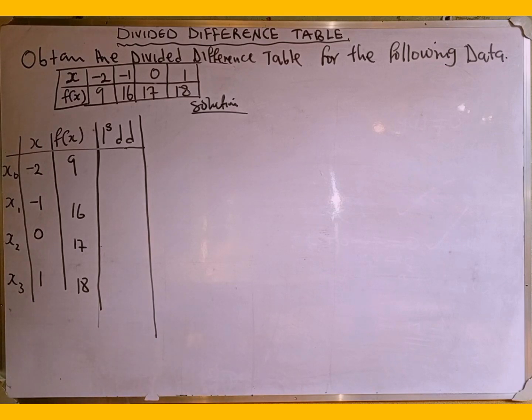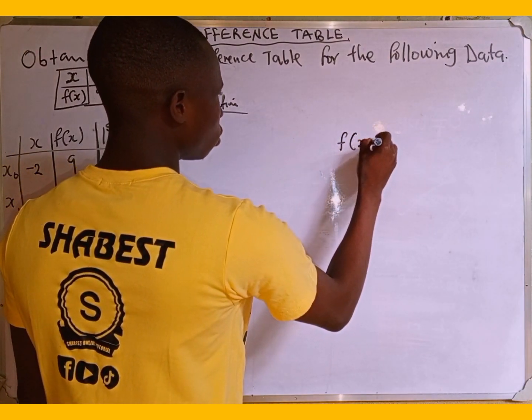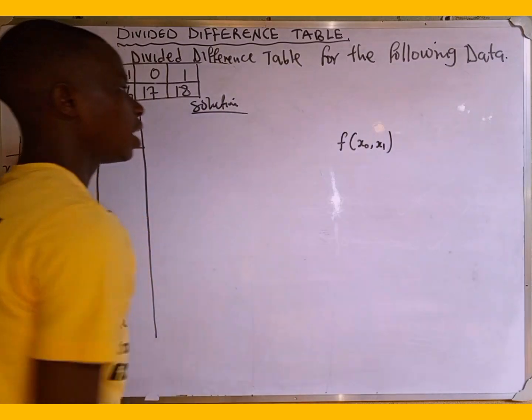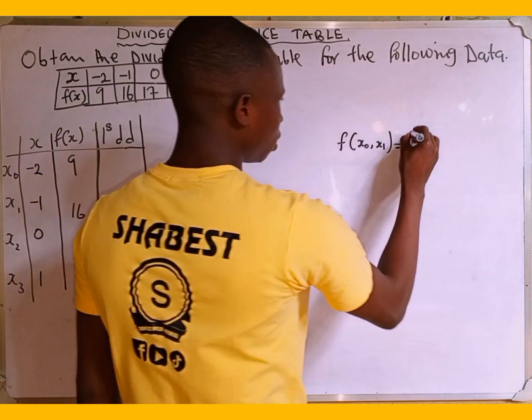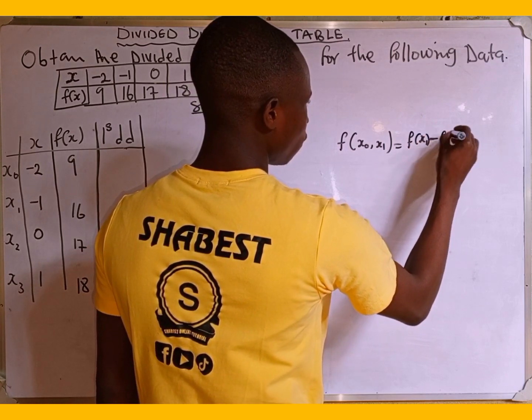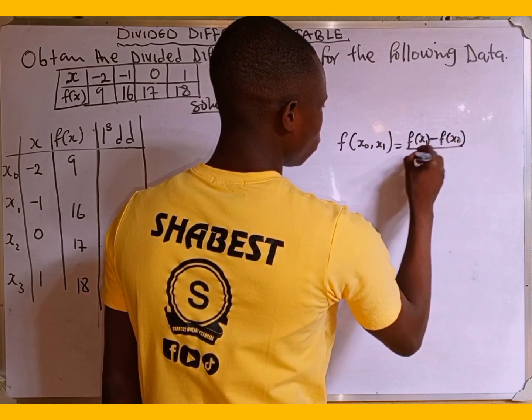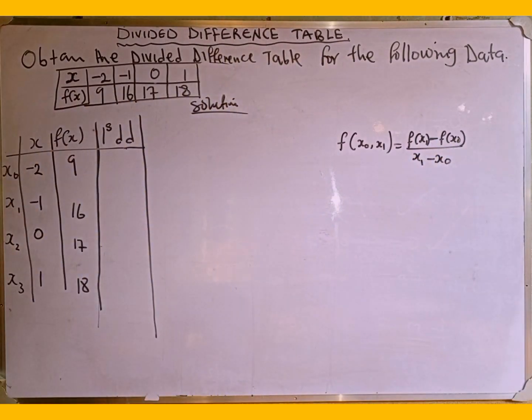To get the first divided difference, we are going to use this formula, which is f of x0, x1. The formula f of x0, x1, to get the first divided difference, is equal to f of x1 minus f of x0, then divided by x1 minus x0. So this is the formula. Now we're going to substitute into this formula from the question.